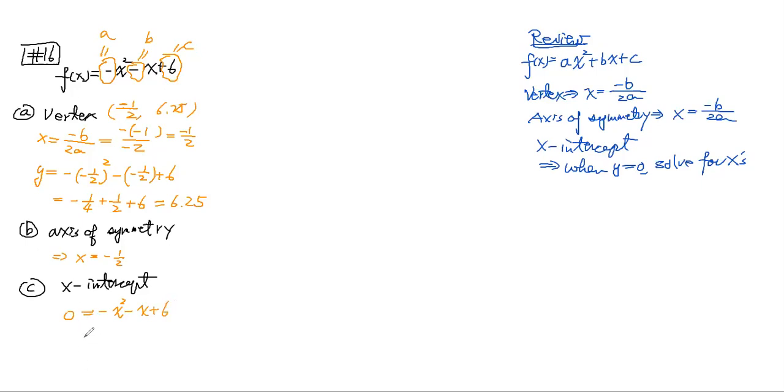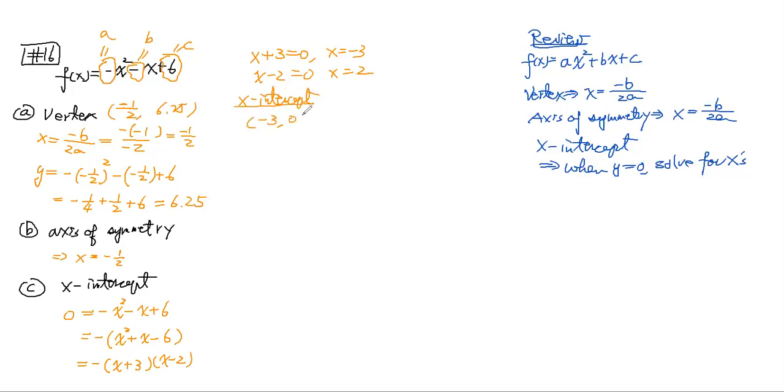So to make it easier to factor, let's take this negative sign out. So this is x squared plus x minus 6. So this is negative (x plus 3)(x minus 2). So this one equal to 0, so x plus 3 equal to 0, so x equal to negative 3, and x minus 2 equal to 0, so x equal to 2. So I have two x-intercepts: negative 3, 0 and 2, 0.